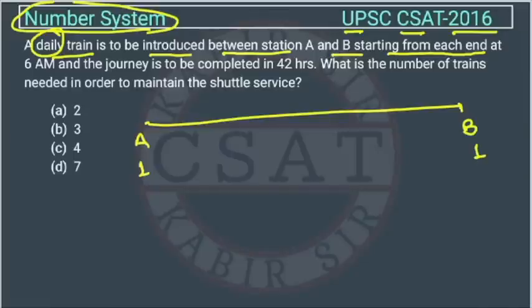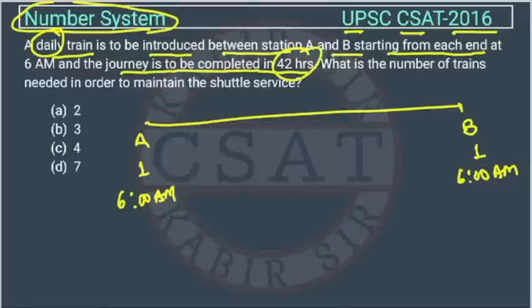At what time? 6 a.m. from here and 6 a.m. from here, right? And the journey is to be completed in 42 hours. So from A to B the train takes 42 hours. Similarly from B to A it will take 42 hours. So what is the number of trains needed in order to maintain the shuttle service? This thing confuses a lot of students. So I have seen many students who just get confused by reading this shuttle service.